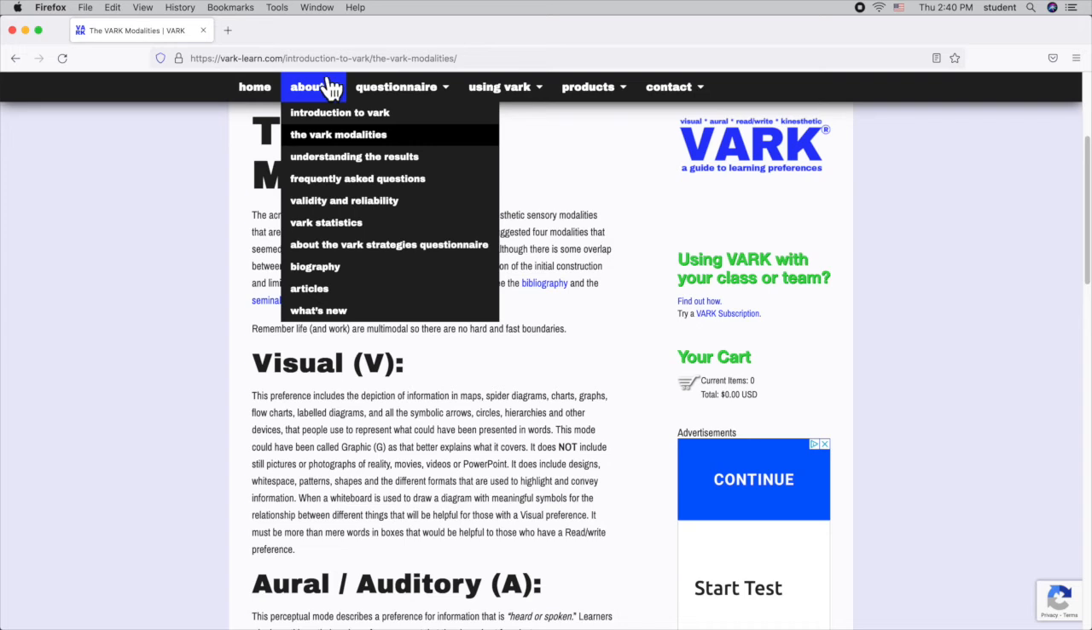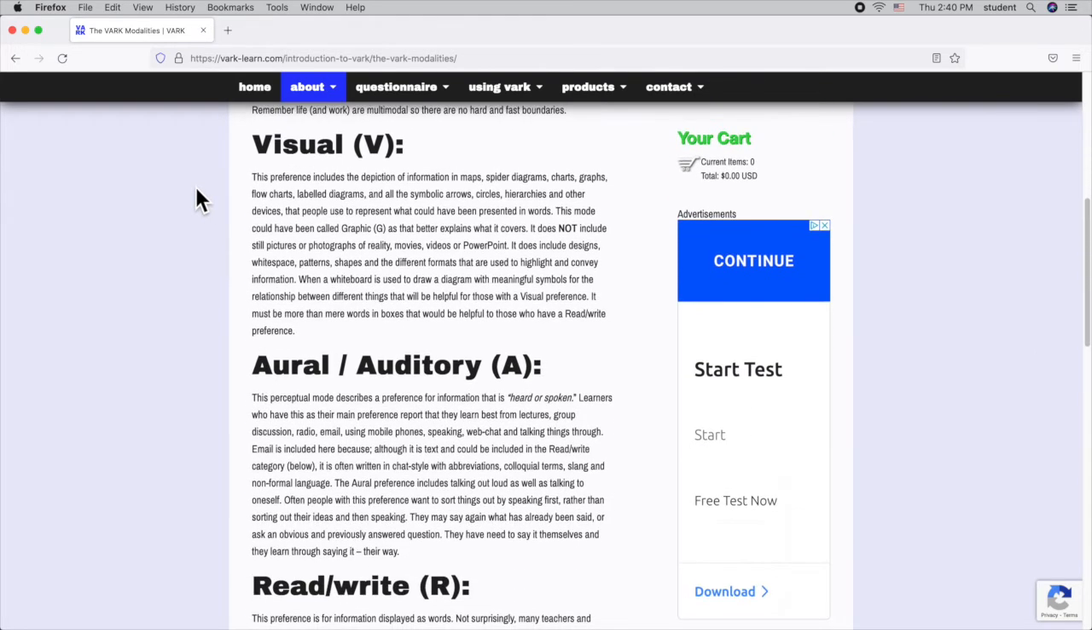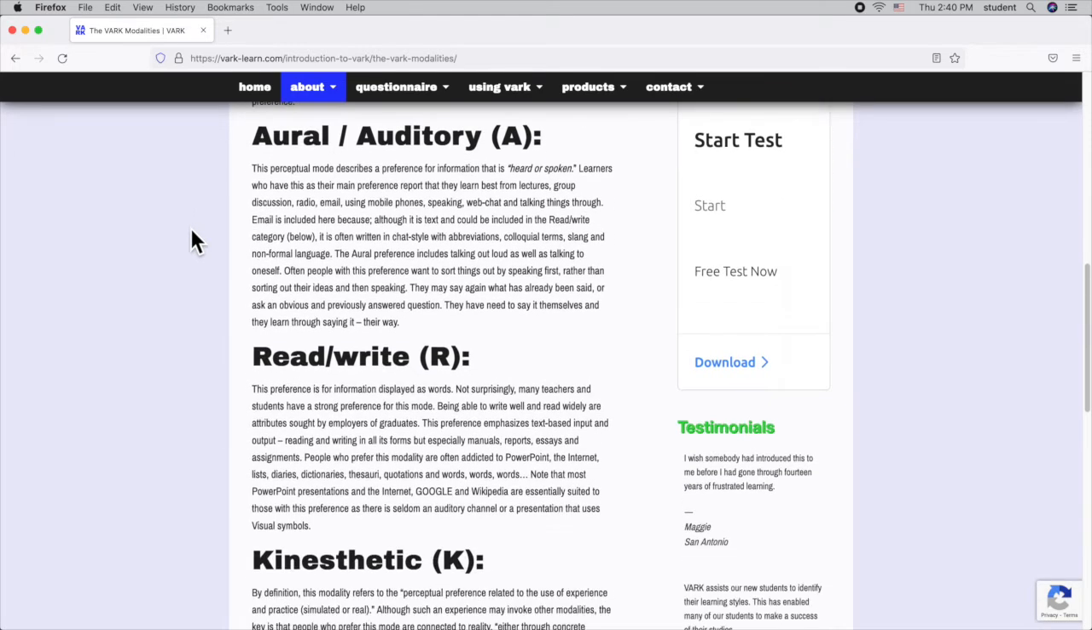So again, if we go to about the VARK modalities, so visual. Let's just summarize these really quick. So visual is a description of information in maps, charts, graphs, arrows, symbols, hierarchies. So it doesn't include movies, videos, or PowerPoint. Okay. So A for oral, auditory. So it's the heard or spoken word. So these learners learn best from group discussion, radio, email, speaking, web chat.